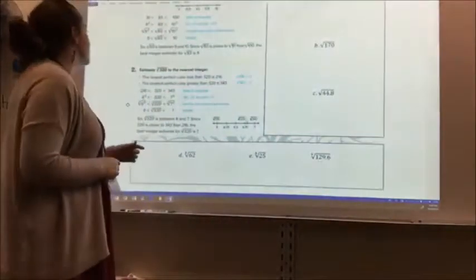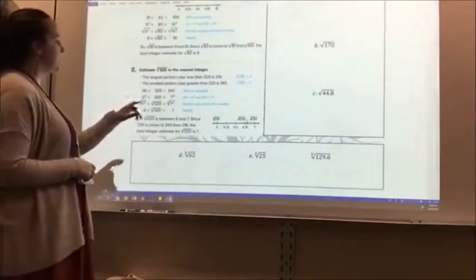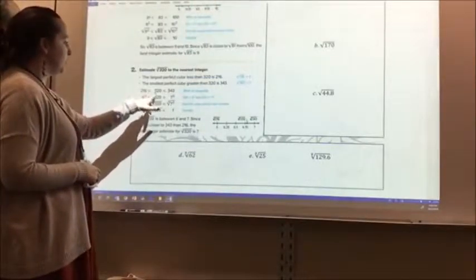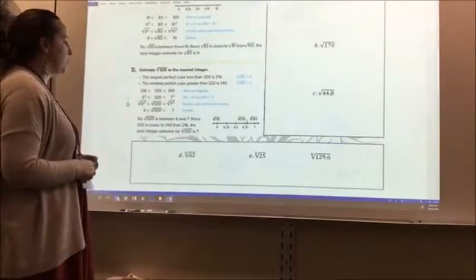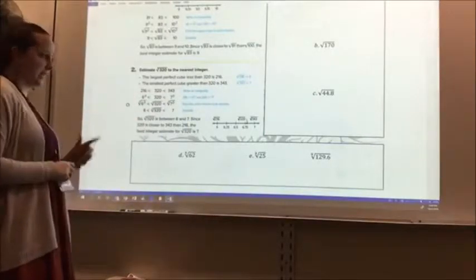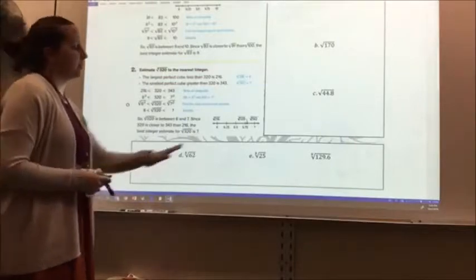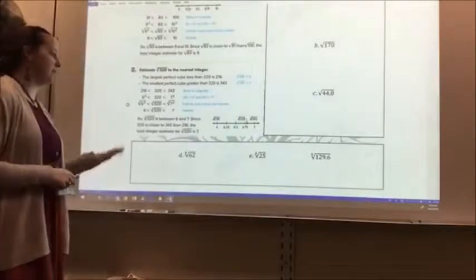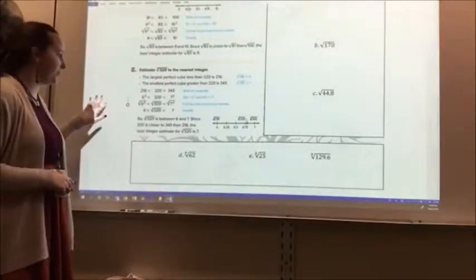All right, so 216 is smaller than 320, which is smaller than 343. So I know that the cube root of 320 is between 6 and 7. But since 320 is closer to 343, I know that's going to be closer to 7. So that's going to be my estimate.